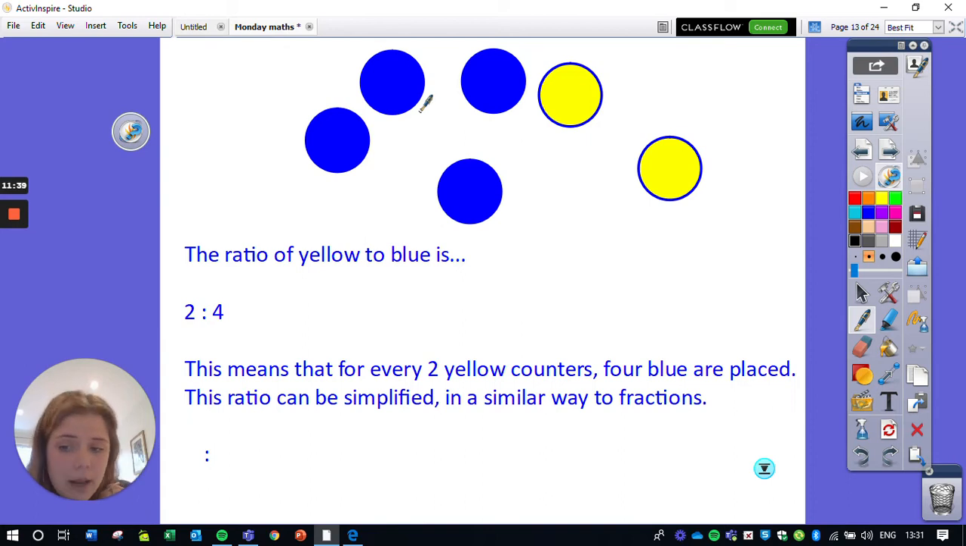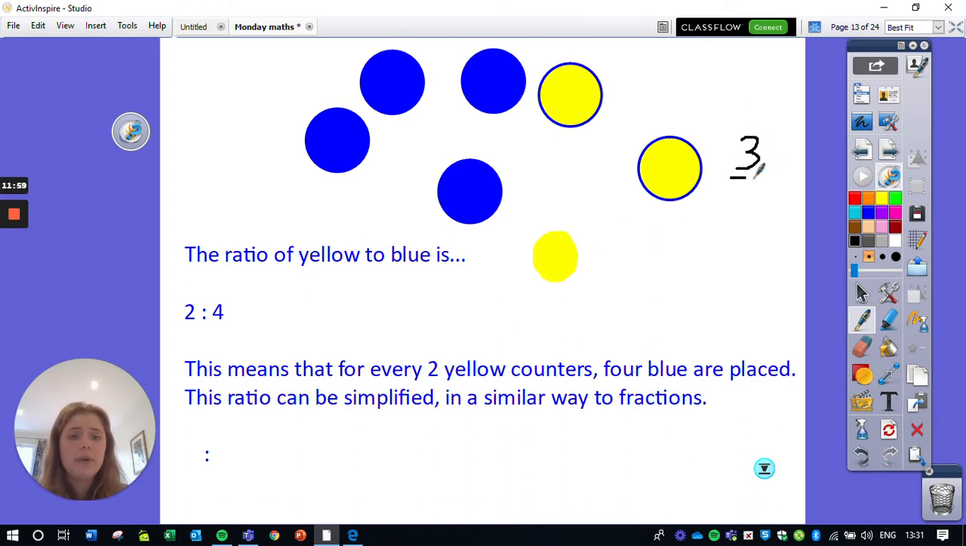Every time I lay down 2 yellow counters, I must also lay down 4 blue ones. But what if I only have 1 yellow counter to lay down and I still want to put it down? If I've just got 1 yellow counter, how many blues will it be? Well, let's go through how you would solve that. It's actually exactly like when you're finding an equivalent fraction.